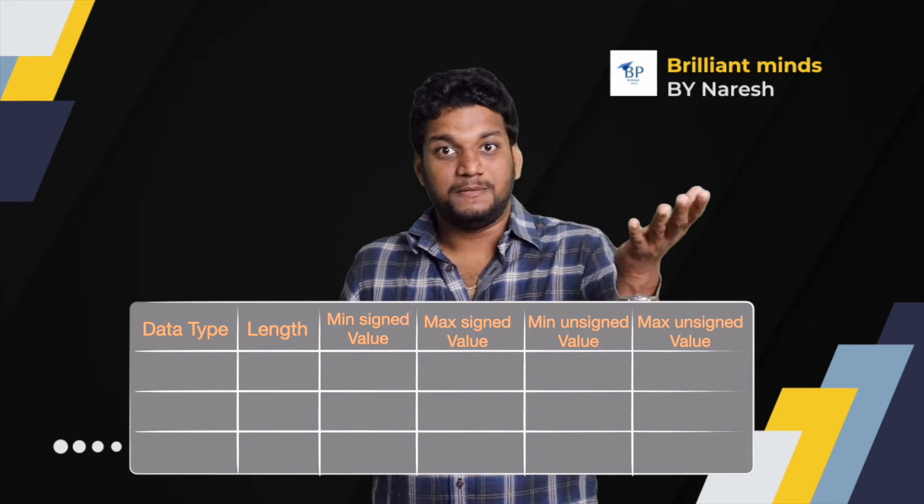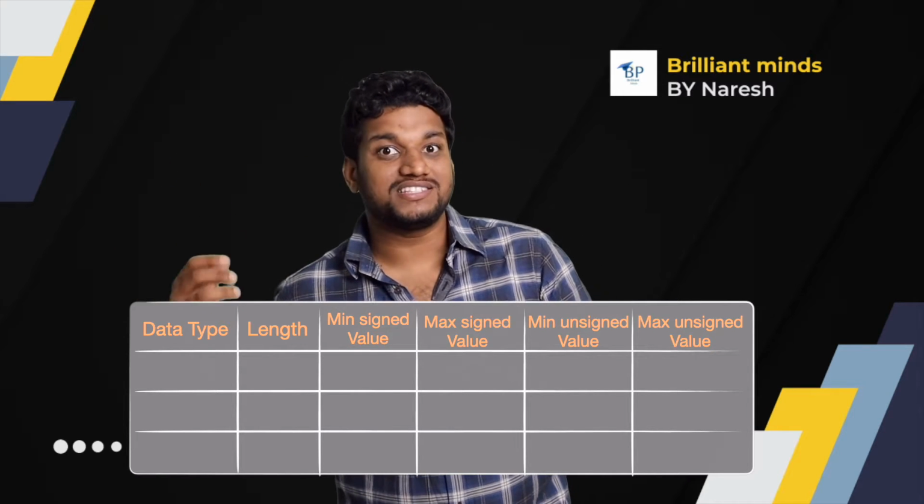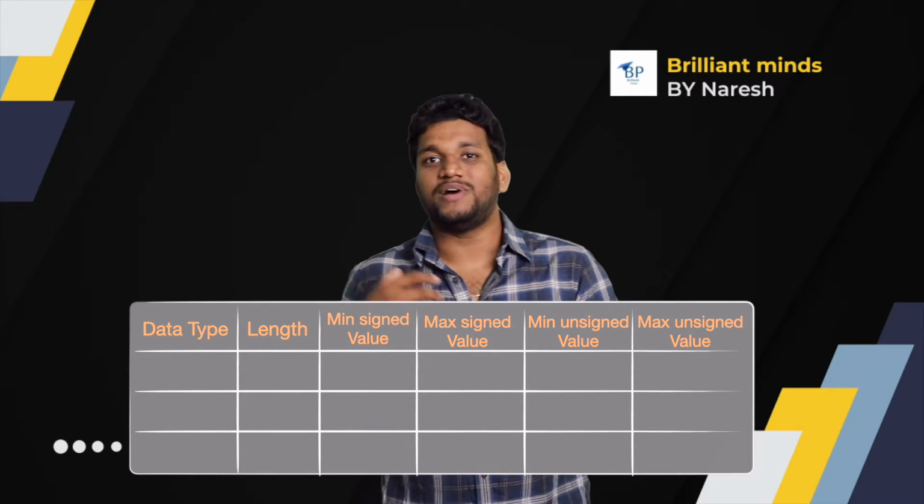Now I'll take one data type, tiny int. This tiny int I will use in the formula, and by using that I will find the range for signed and unsigned values. Let me create one table. In this table we have type and bytes and also minimum signed value, maximum signed value, minimum unsigned value and maximum unsigned value. First I'll take data type as tiny int. For tiny int, how many bytes we have? 1 byte. 1 byte equal to how many bits? 8 bits. This 8 bits I am going to use in the formula.